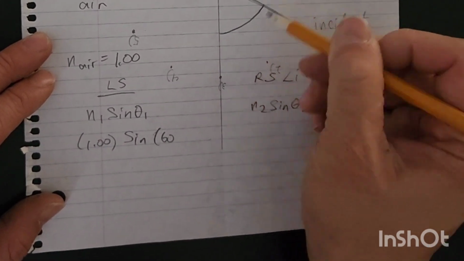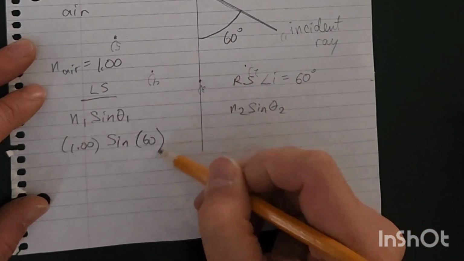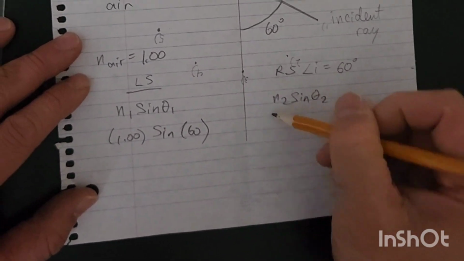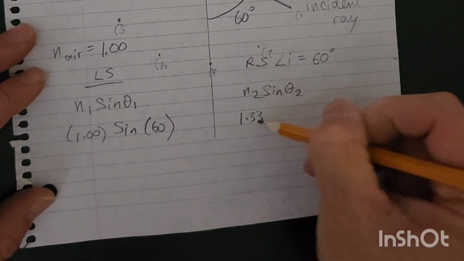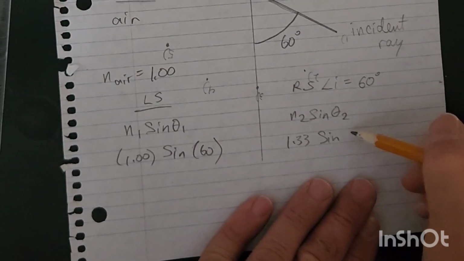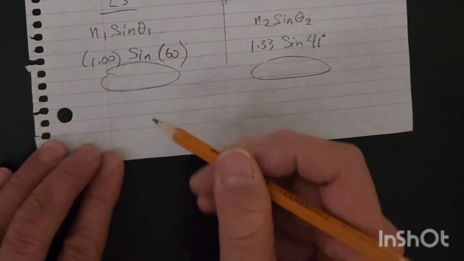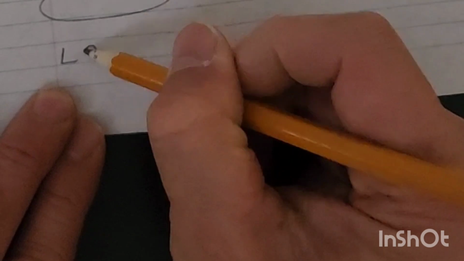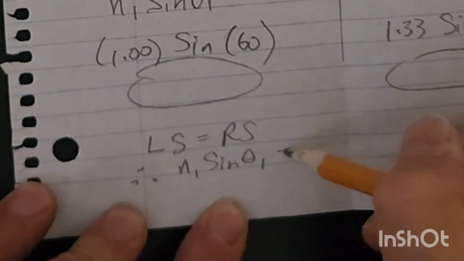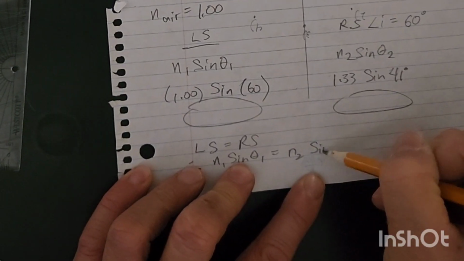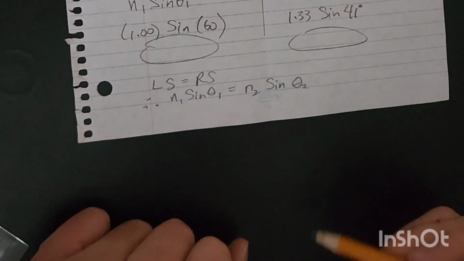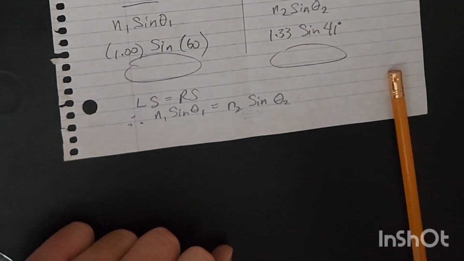This angle here is 60 degrees. So I put 60 there. I don't have to put brackets. And then over here I write 1.33 sine 41. Now you're going to calculate a number here, and you're going to stop. And you're going to calculate a number here, you're going to stop. It's going to equal each other, and you're going to say left side equals right side. Therefore, n1 sine theta 1 equals n2 sine theta 2, except you're going to put numbers in there. Okay, and that's how you prove Snell's law using this activity.